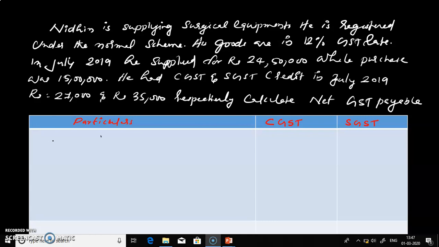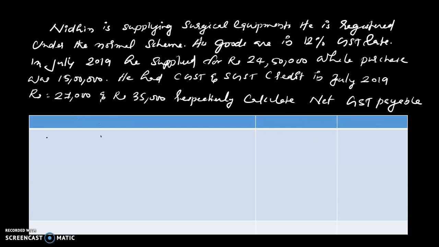Okay, now we have a question solved. Now we have to do this. Outward supply and GST calculated. GST payable on outward supply.